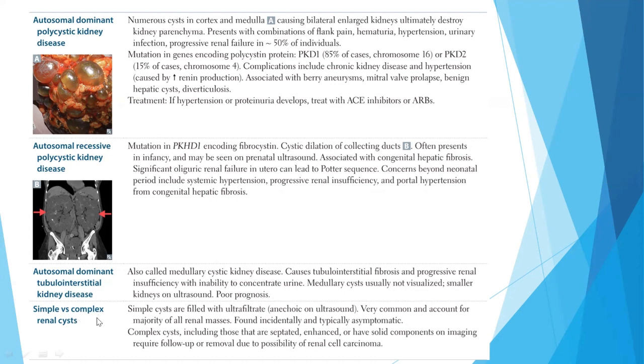Simple versus complex renal cysts. Simple cysts are filled with ultrafiltrate, very common and account for the majority of all renal masses, found incidentally and typically asymptomatic. Complex cysts, including those that are septated, enhanced, or have solid components on imaging, you can follow up or remove due to the possibility of renal cell carcinoma.